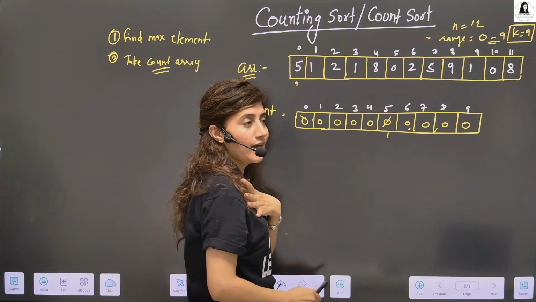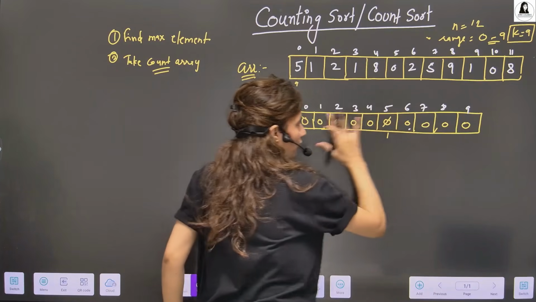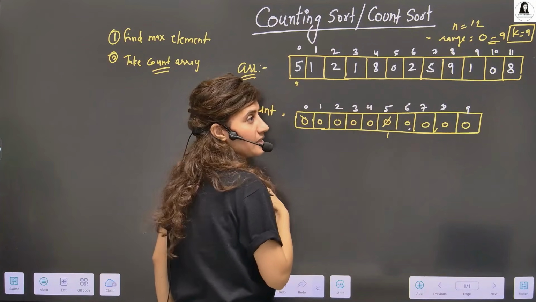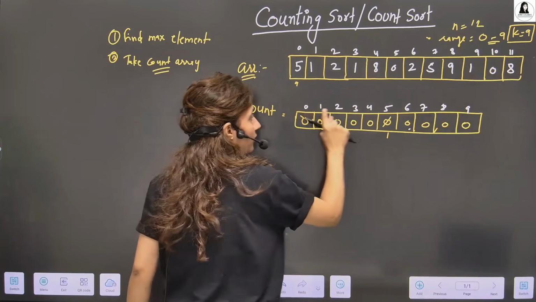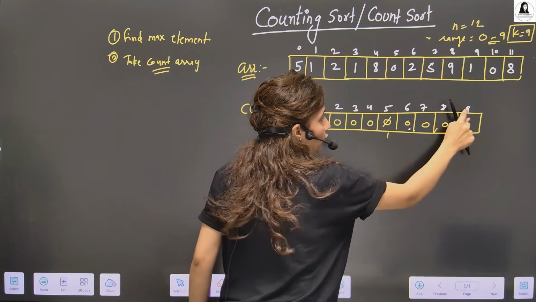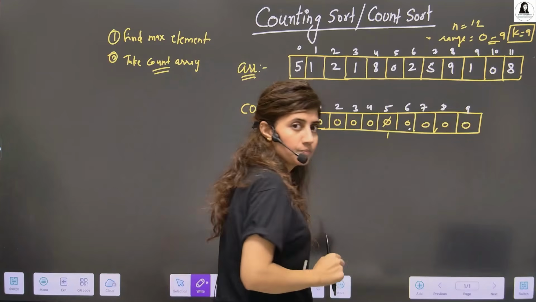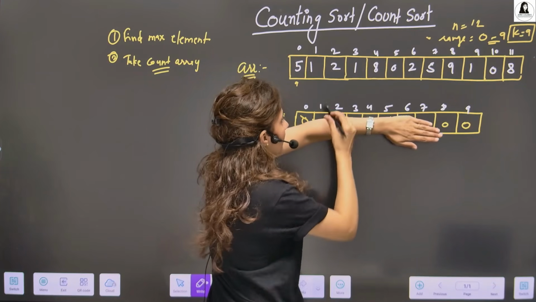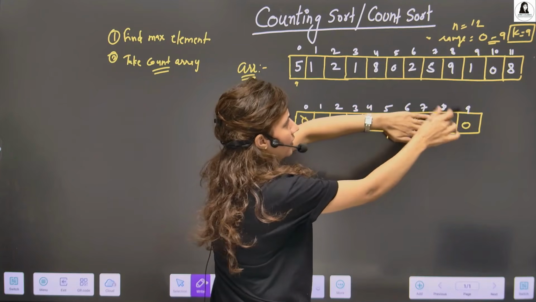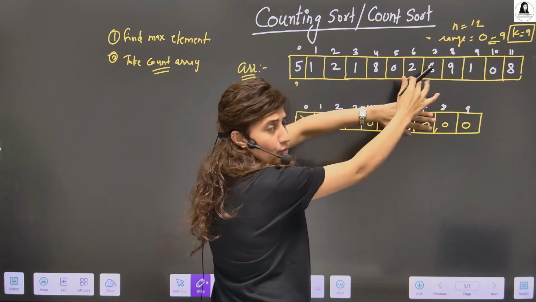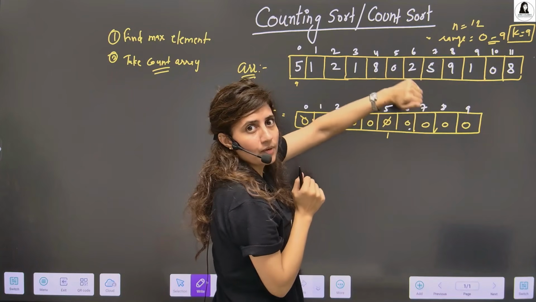That's why I told you the count array size will be maximum plus 1. Because the range I want is 0 to 9, elements can be 0 to 9, so the count array should cover 0 to 9. And we get 0 to 9 when the size is 10. So these elements, 0, 1, 2, 3, 4, 5, 6, 7, 8, 9, are present in the given array. Now we are counting how many times these elements are present.